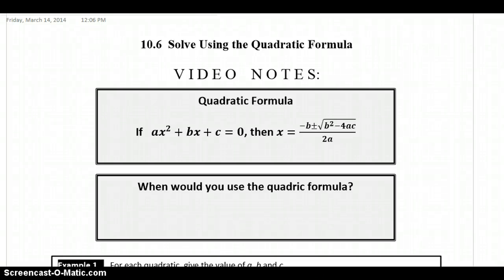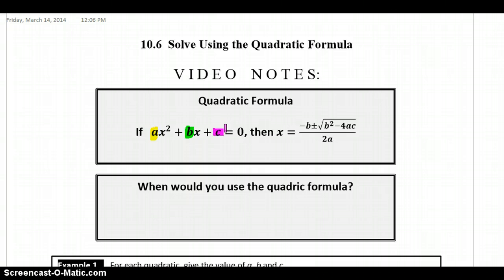Okay, so the quadratic formula is this formula here. If you have a standard quadratic function, we call it ax squared plus bx plus c equals 0. It needs to be set equal to 0 first. And a is just whatever number is in front of the x squared. B is whatever number is in front of just the x in that middle term. And c is your last term, that's just a number.